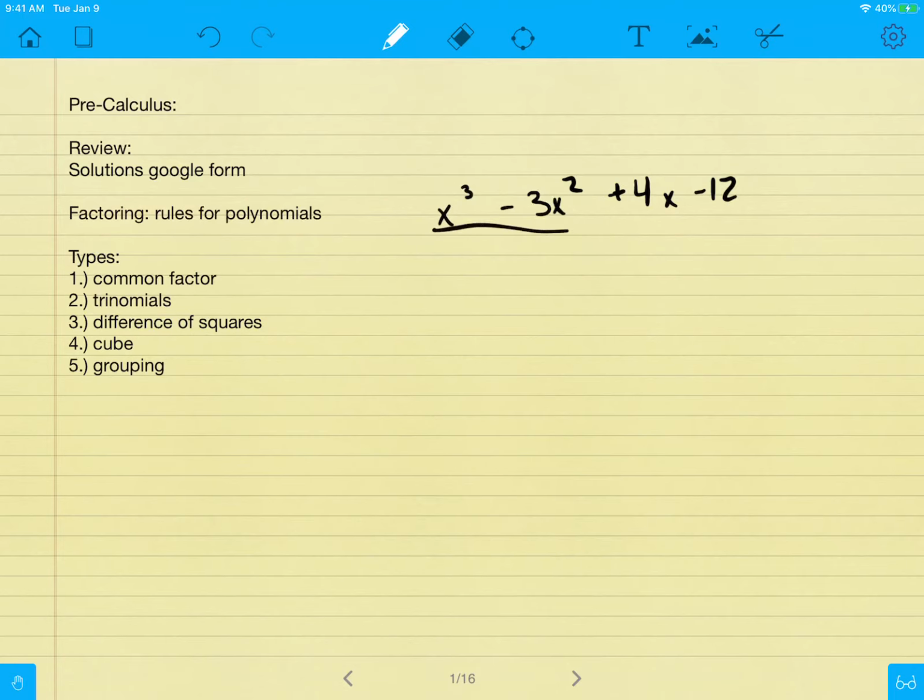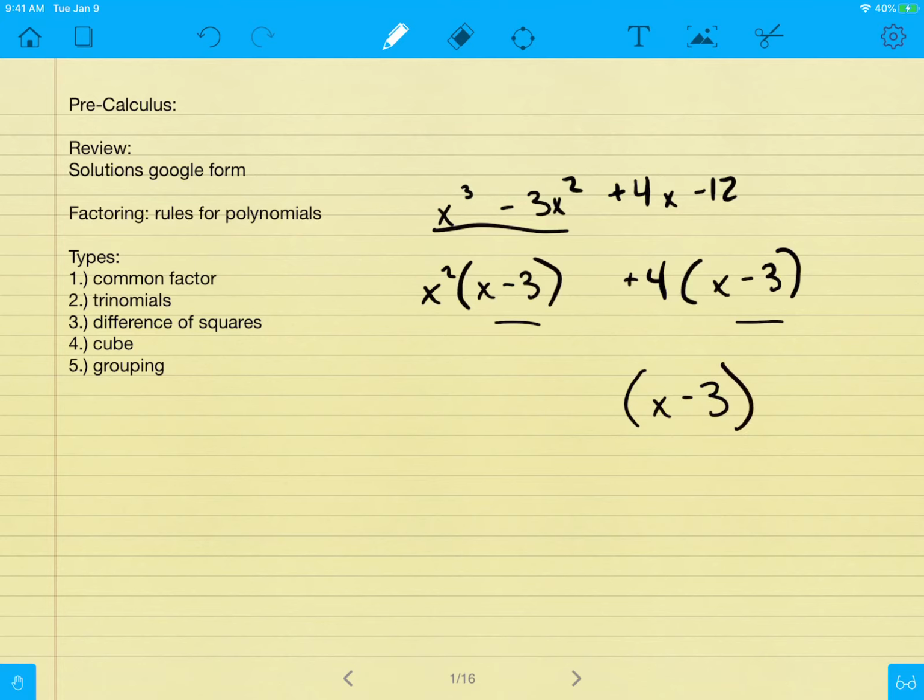So I'm going to group the first 2, pull out an x squared here, so that's x minus 3. In the back, I'm going to pull out a 4 here, so pull out a 4, that's x minus 3. And so I noticed that they both had an x minus 3 in common, so I pull that out back, just one of them. And what's left in front of that, if I can write my parenthesis down, there we go, is an x squared plus 4.